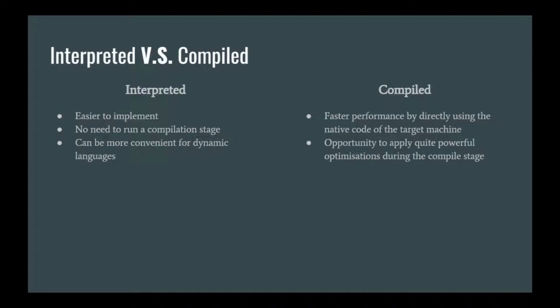Interpreted programming languages are usually easier to implement because of one simple fact: writing a compiler that works well is really hard to do. Not only that, but there's no need to run a compilation stage, which can allow you to execute code on the fly. Compiled languages, in comparison, are faster in performance because the compiler converts your program into the native code on the target machine, which makes it faster.